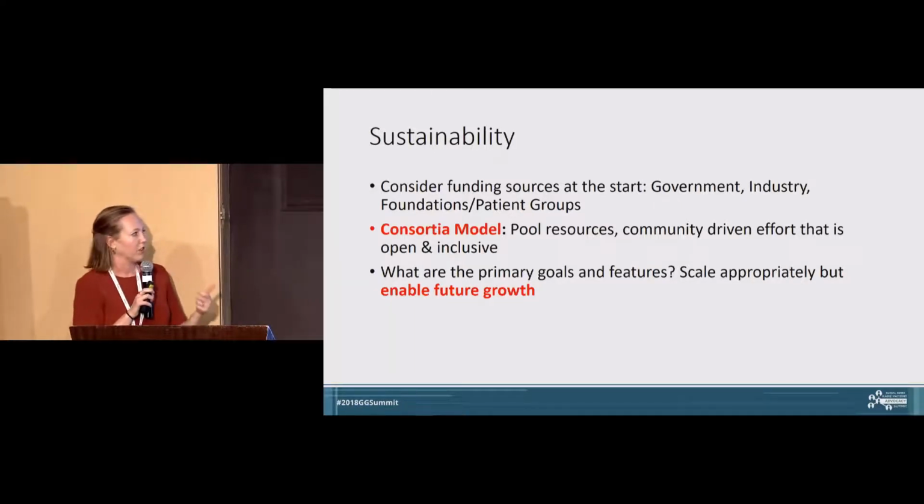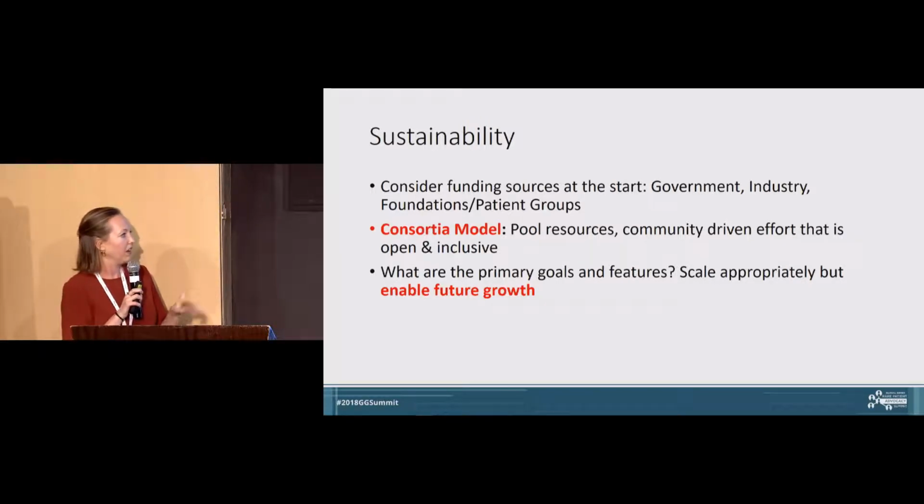And then really consider what are your primary goals and features of that data collection mechanism up front, and then scale appropriately and enable future growth when maybe funds are more available.